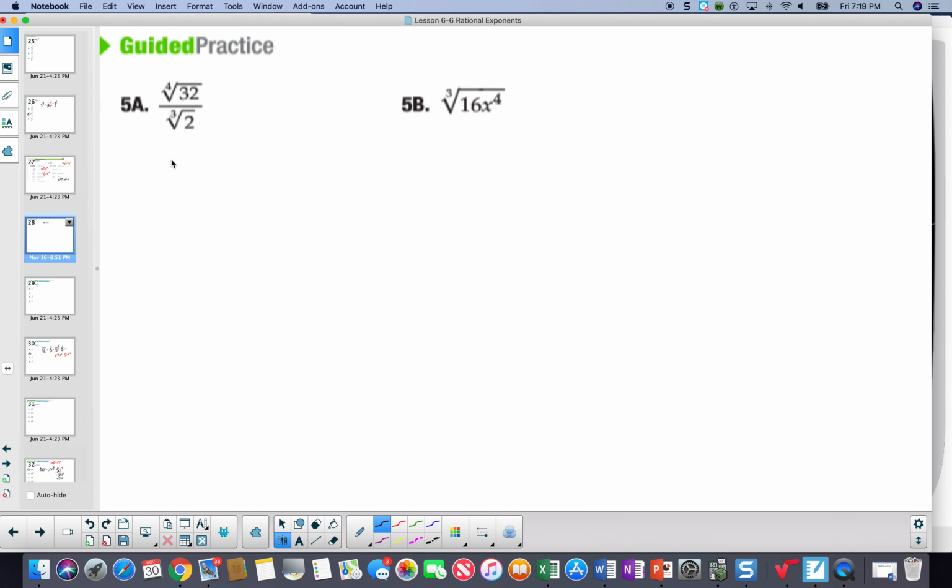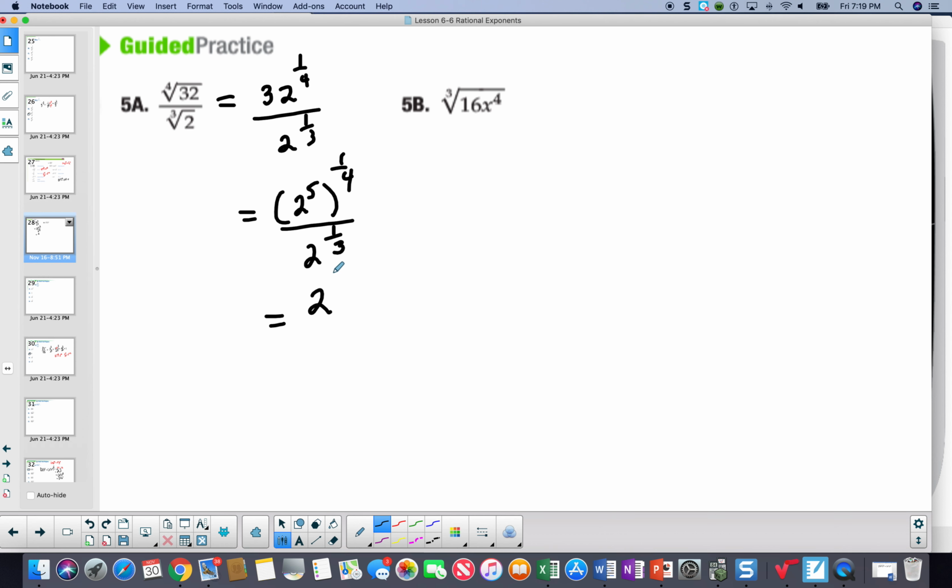Okay, let's go ahead and practice these problems. I know that this is going to be 32 to the 1/4 power, and this will be 2 to the 1/3 power. Now I know that 32 can be rewritten as 2 to the 5th power, and this will be 2 to the 1/3 power. So now I have power to a power. So that's going to be 2 to the 5/4 power all over 2 to the 1/3 power.